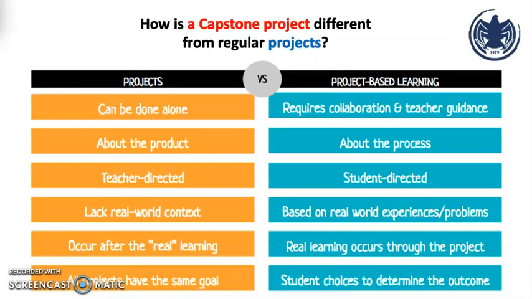A capstone project is very different from a regular project because it requires a lot of collaboration and teacher guidance. It is a process and it is very student-directed, and the project is based on real-world problems, experiences, or questions. Real learning occurs as the students are working on the project, and there's a lot of student choice that will allow the student to determine the outcome of their own projects.